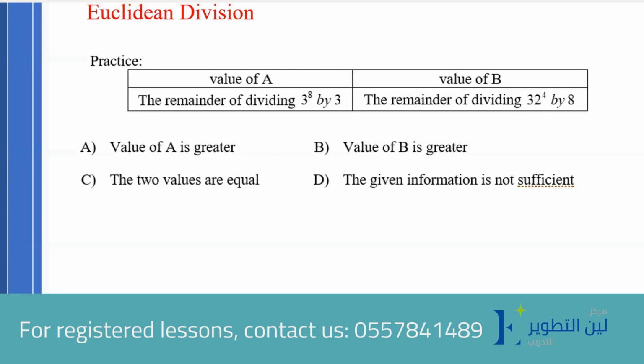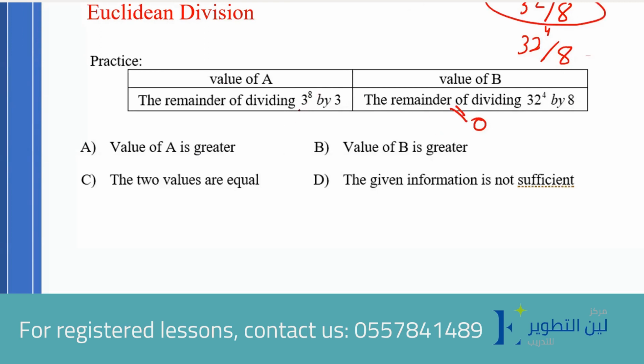Yes, so the remainder is 0. Thank you, Ala. First, since 32 is divisible by 8, the remainder is 0. It's the same for 32 to the 4th power, which is divisible by 8, so the remainder is 0. So we're done with B.